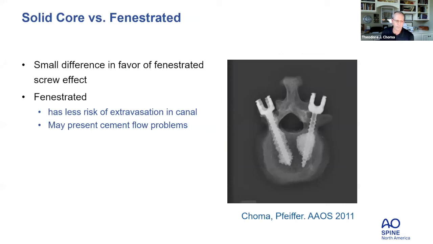And so over the course of several years, I tested many different manufacturers' screws. I tested fenestrated screws and injected cement through them. I tested solid core screws with cement placed in the pilot hole first. And from a mechanical standpoint, they were pretty similar. But to me, the technique of fenestrated screws was probably less risky because you could concentrate the cement further away from the canal. And it probably presented less cement flow problems when trying to get an even amount of cement around the screw.